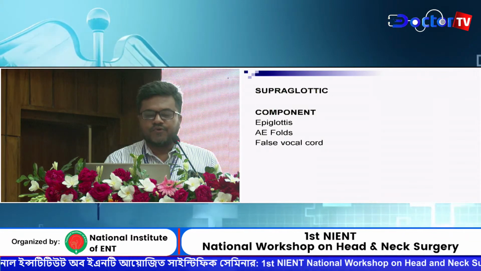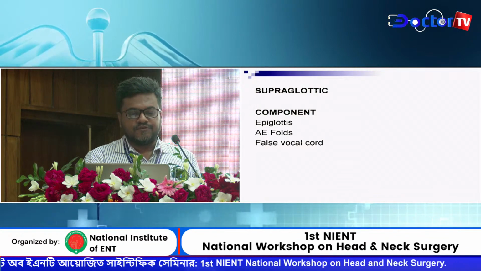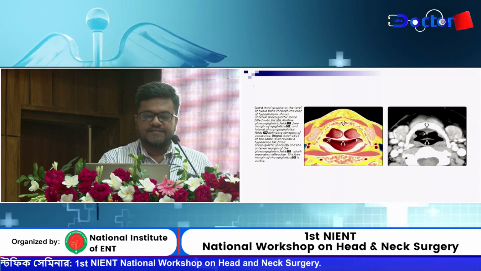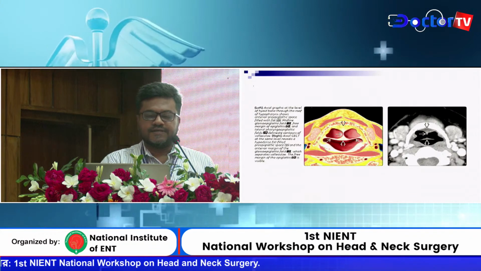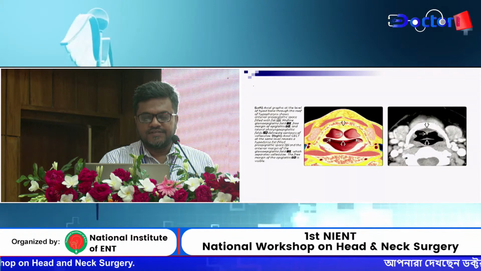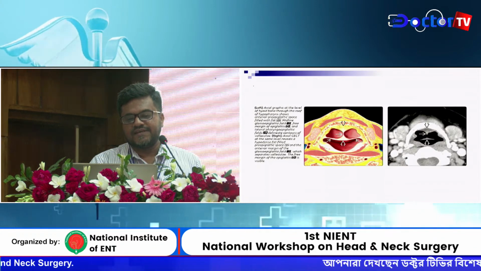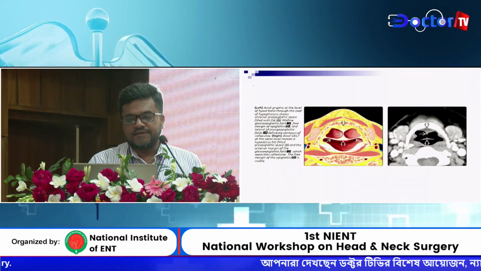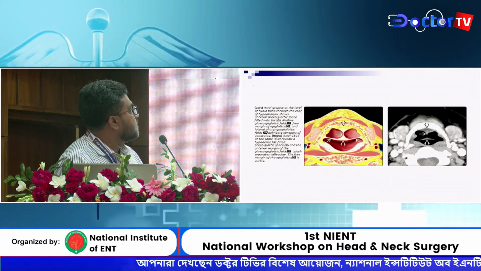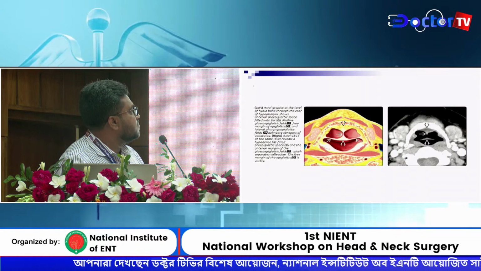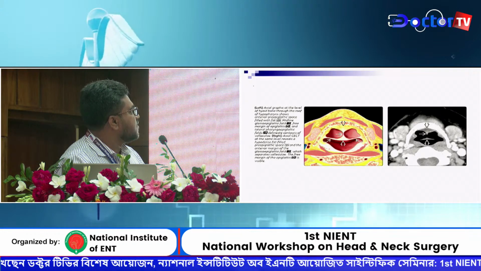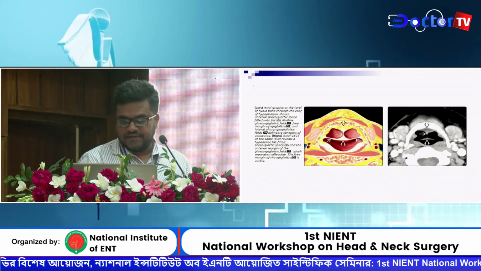The components of the supraglottic area are the epiglottis, aryepiglottic folds, and false vocal folds. Here is the graphical representation of the supraglottic area. We see the epiglottis, median glossoepiglottic fold, and the vallecula, and the same in the CT scan: the epiglottis, median glossoepiglottic fold, pre-epiglottic space. This is the epiglottis. The midline structure is the median glossoepiglottic fold. This is the epiglottis free margin, supraglottic.